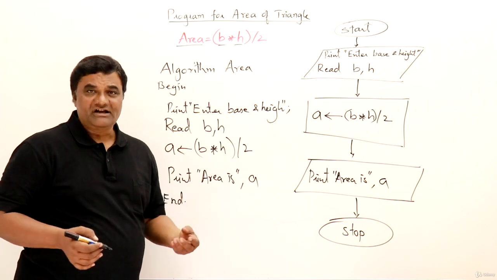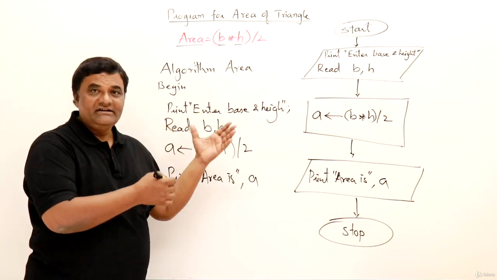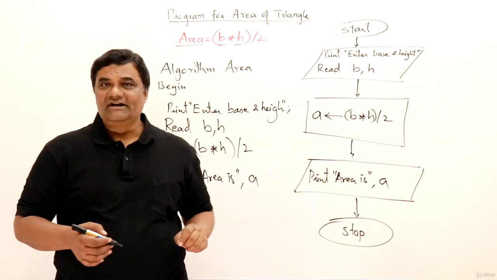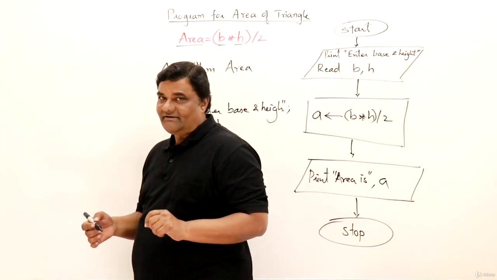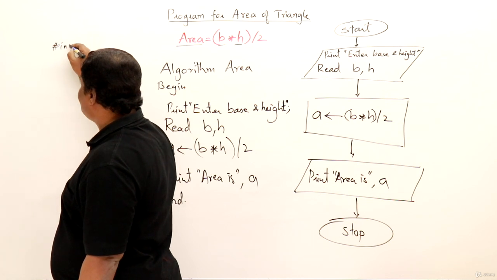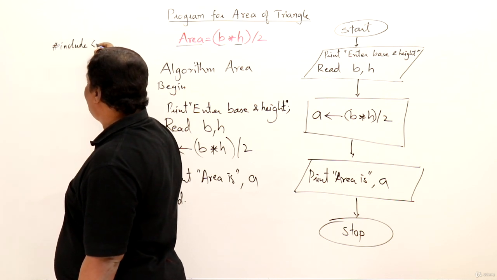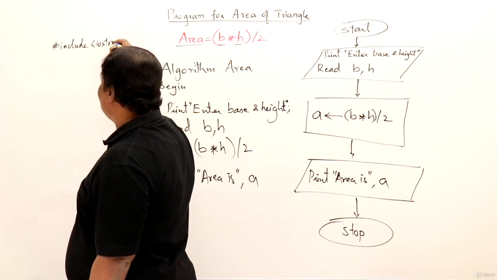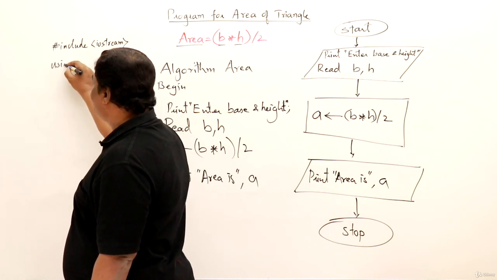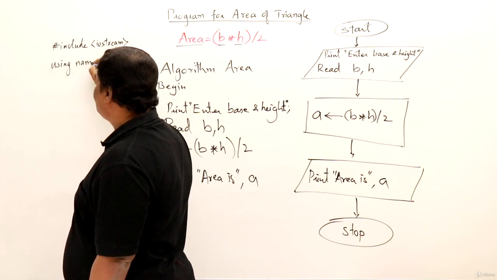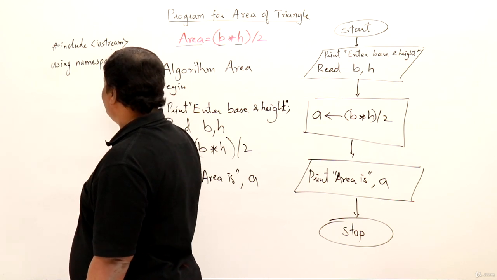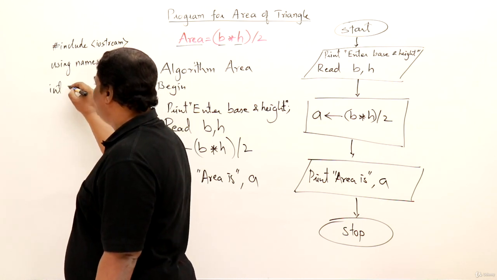It's a very simple program. Write some extra things to write an algorithm. Right now it looks the same. Now next I have to write down a C++ program for this one. So first thing is hash include. I should include a header file, that is iostream. Hash include iostream. Then using namespace std, I have to write down. Then the next thing is the int main function.